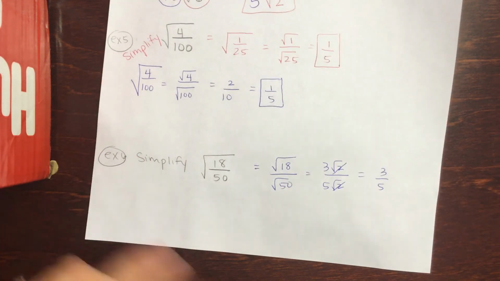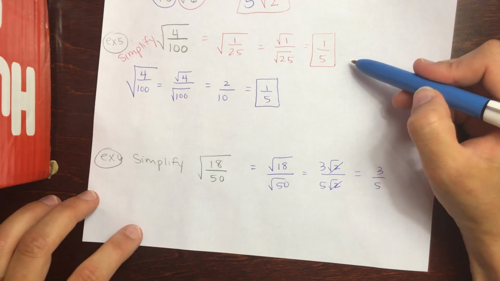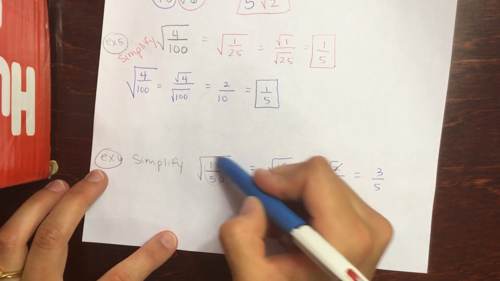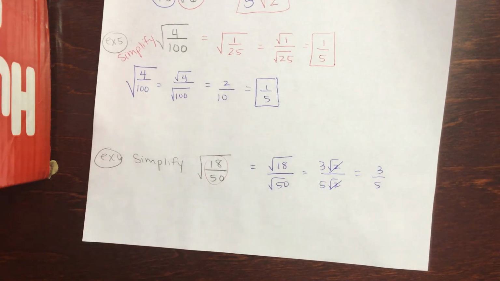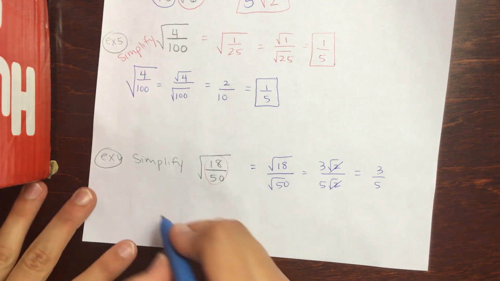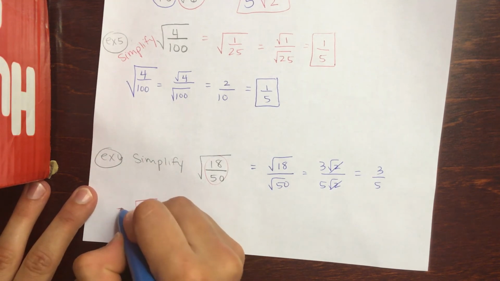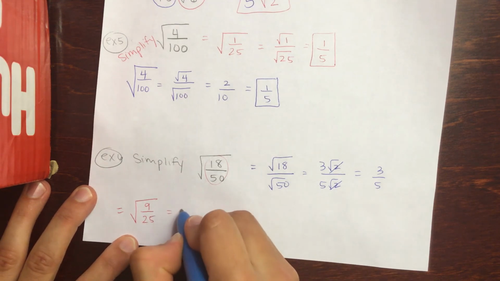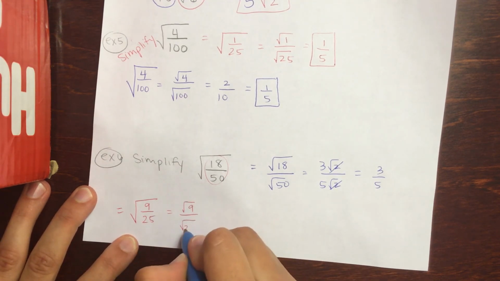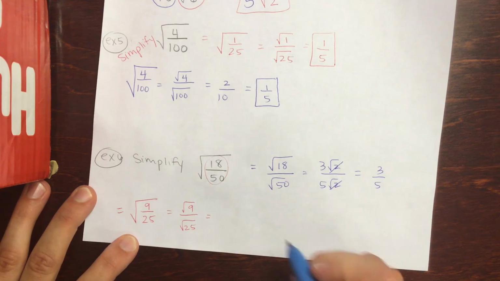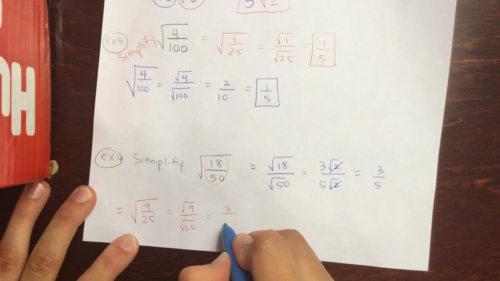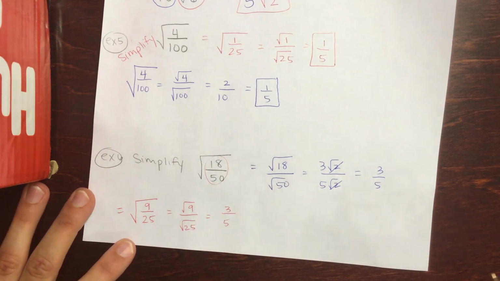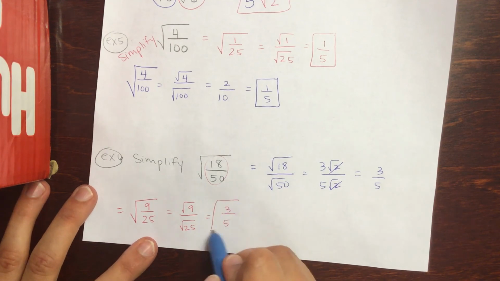Or you could do it the way I did this first problem and just say, well, 18 over 50, both of those I could take a 2 out of, and then I'd be left with 9 over 25. Now it looks a lot simpler if I distribute my square root. The square root of 9 is 3 and the square root of 25 is 5. So either way you get the same answer.